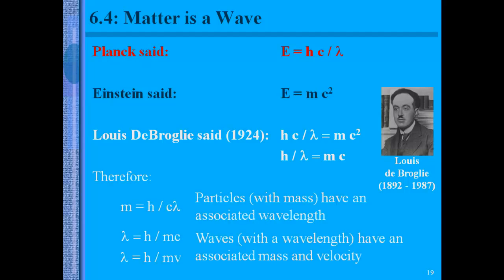Therefore, if particles have a mass, then they have an associated wavelength. We are also able to say that waves with a wavelength have an associated mass and velocity. So any wave will have a mass and velocity to it as well.